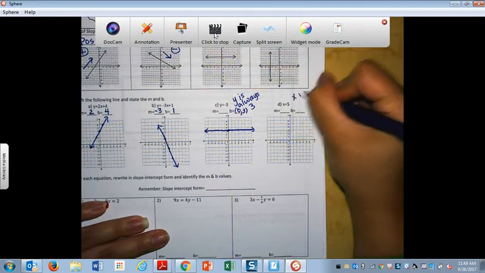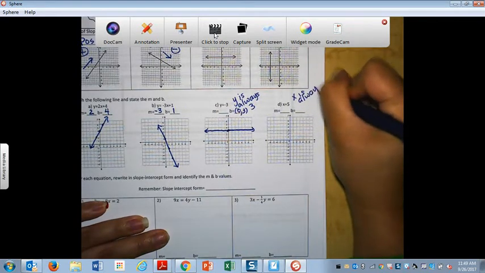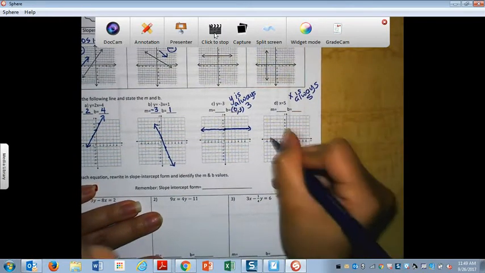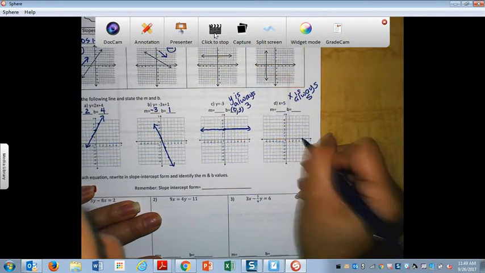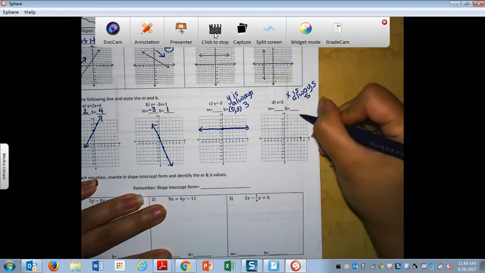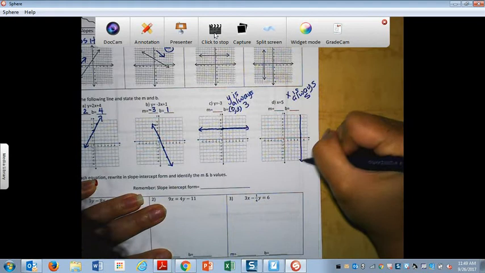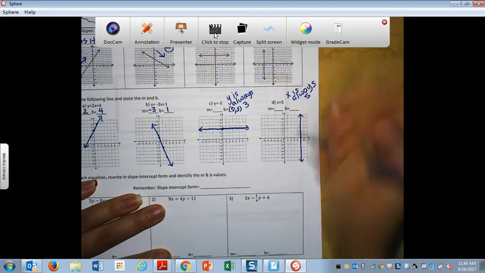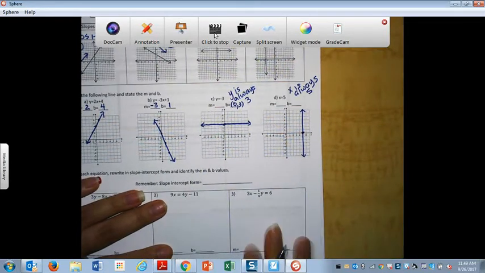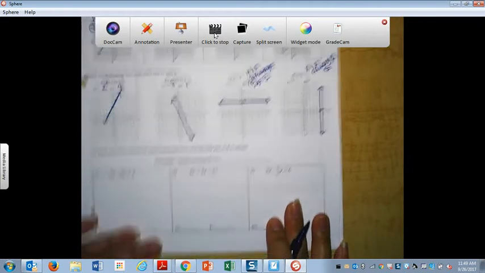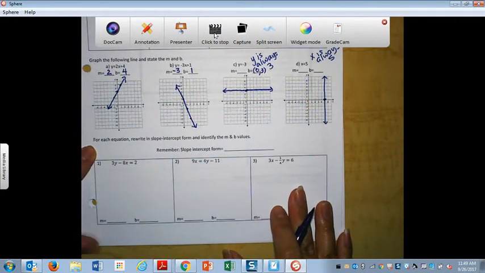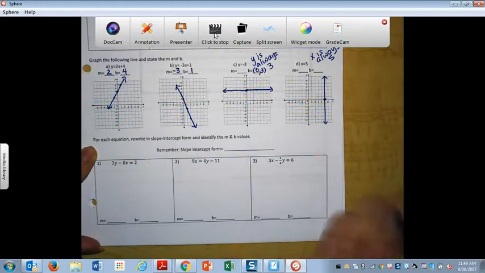Okay, now here x is 5. X is always 5. Okay, so then you're going to go to 5 on your x-axis, and it's always going to be 5, right? Okay, and then it's going to hit the x-axis but not the y-axis. Okay, great. All right, now for each equation, rewrite in slope-intercept form and identify the m and b values.